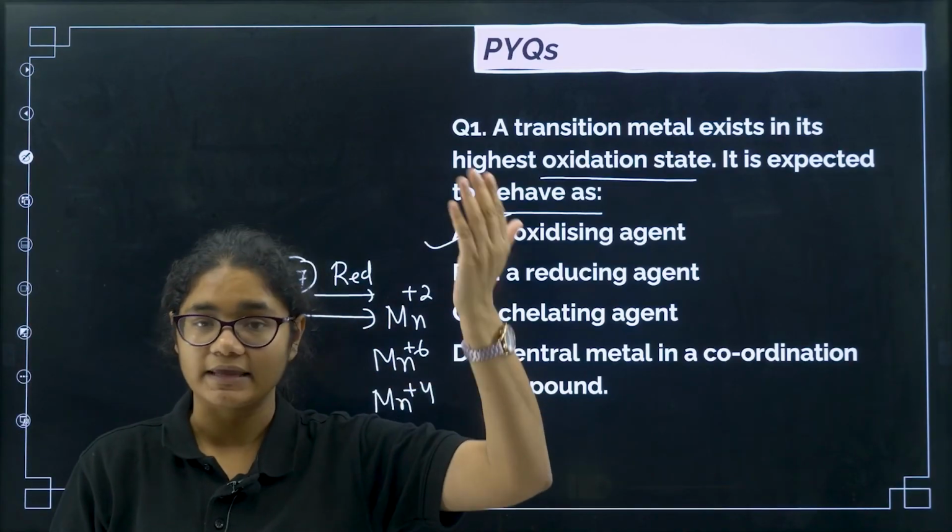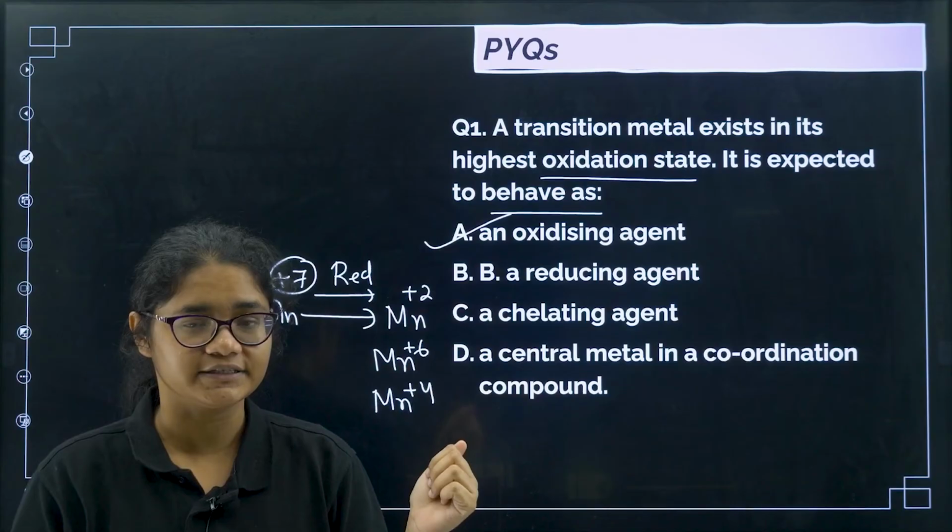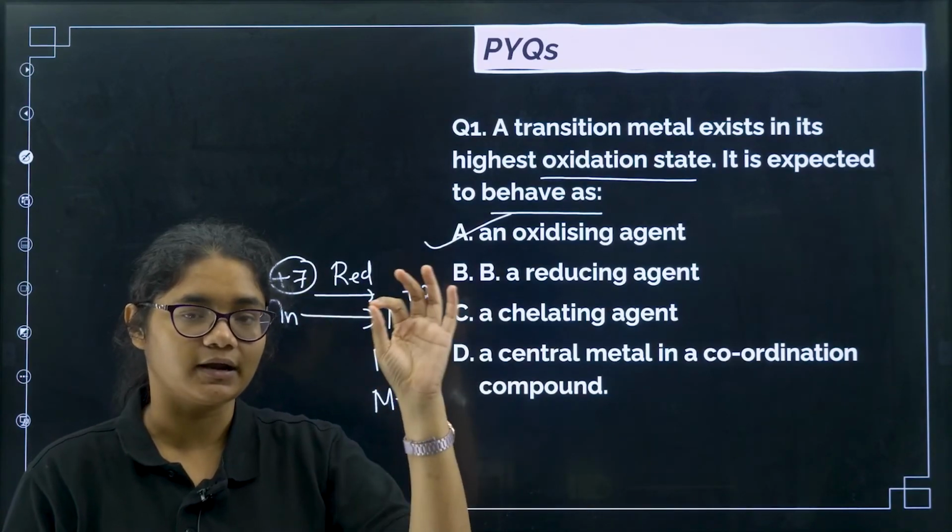When a metal is in the higher oxidation state, it cannot undergo further oxidation, right? It can only come back, it can undergo reduction.